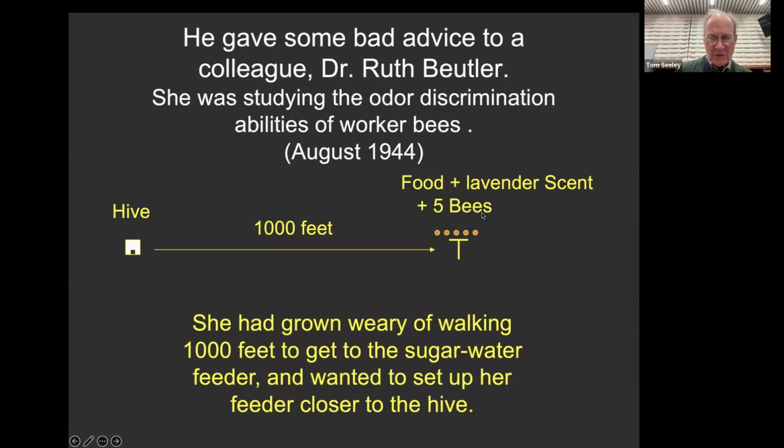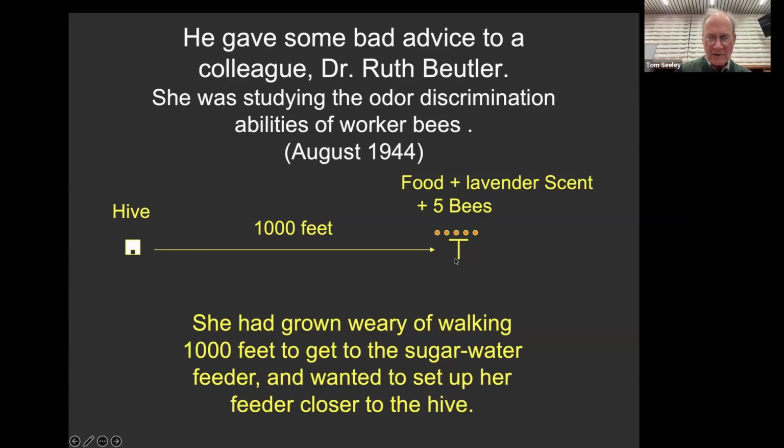And she would train them out to a dish of food, and she would put a particular scent in the food. And then she would put out multiple dishes nearby and test whether the other dishes would have something other than lavender. They might have the scent of anise or something else, or peppermint. And then she could test how well they could discriminate the lavender from the other scents.